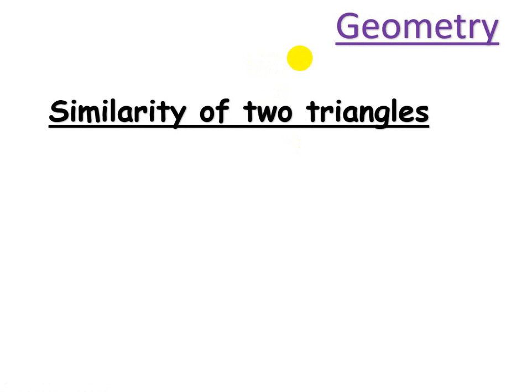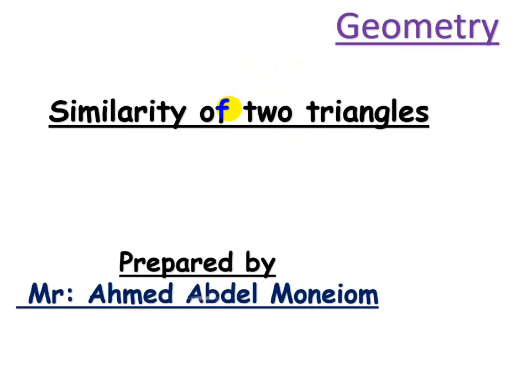Our lesson today in geometry is similarity of two triangles. As we talked before, two polygons are similar if their corresponding sides are proportional and their corresponding angles are equal in measure. The similarity of two triangles has three cases.